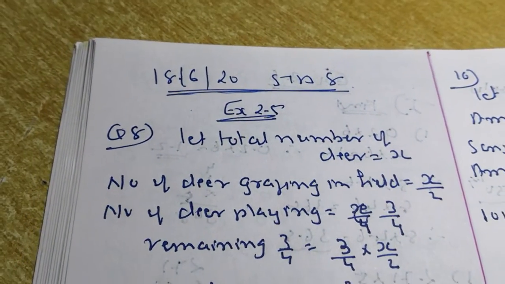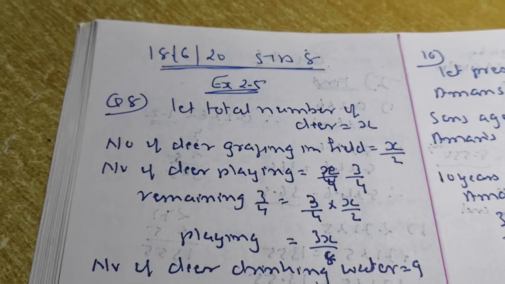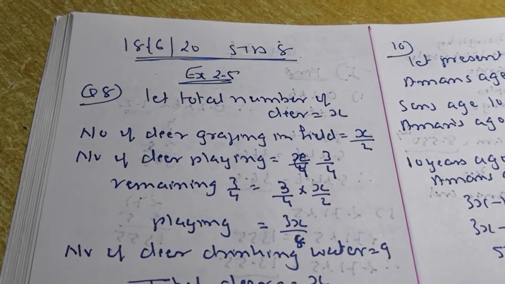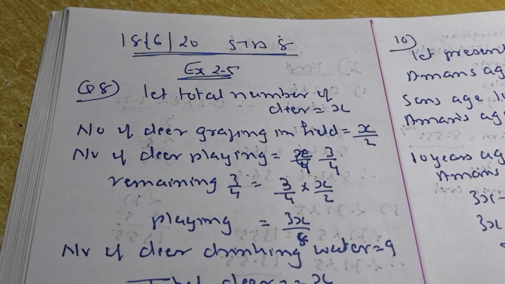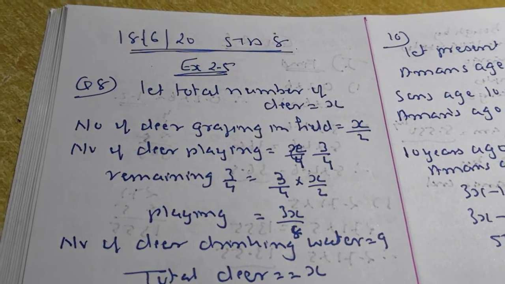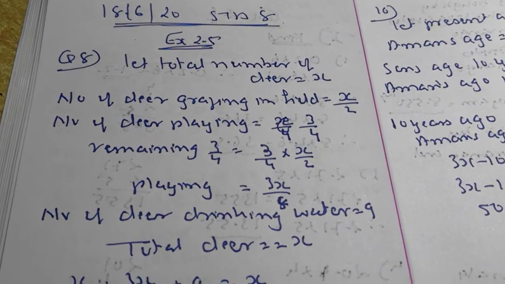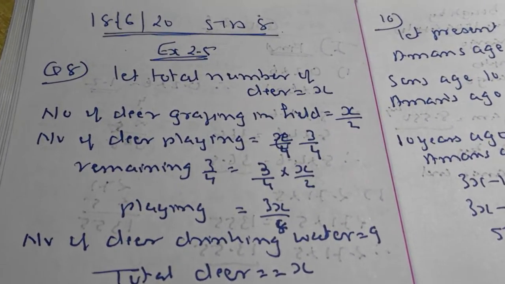Exercise 2.5, question number 8. Half of the herd of deer are grazing in the field. 3/4 of the remaining are playing nearby. And 9 are drinking water from the pond. Find the number of deer in the herd.